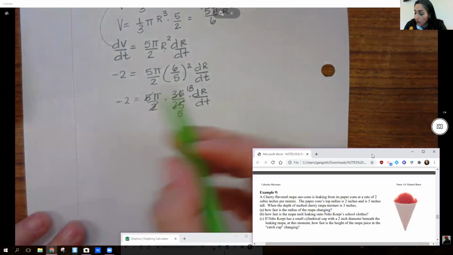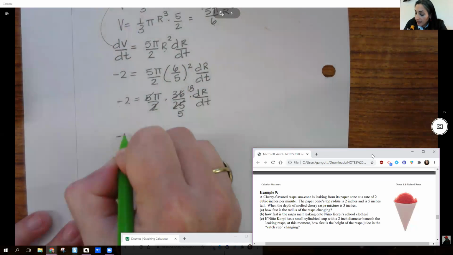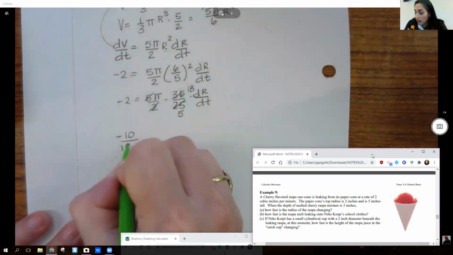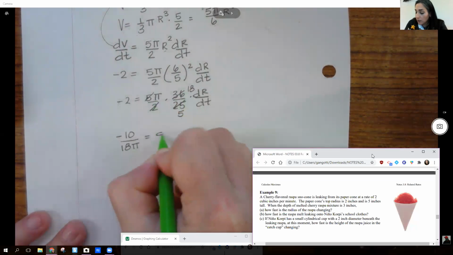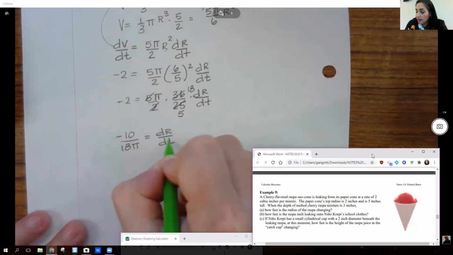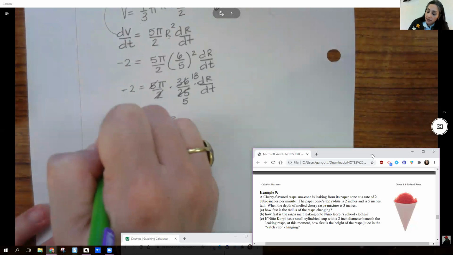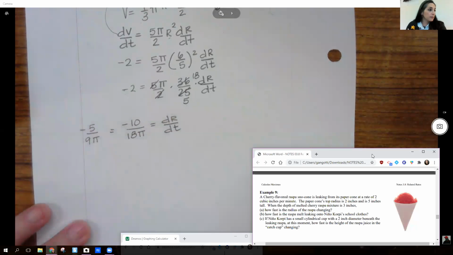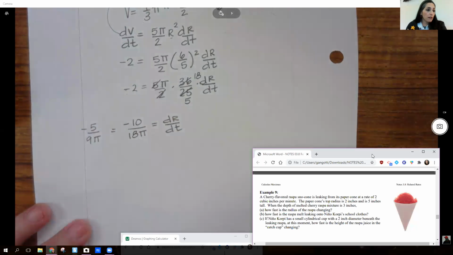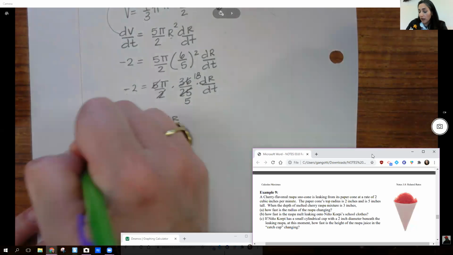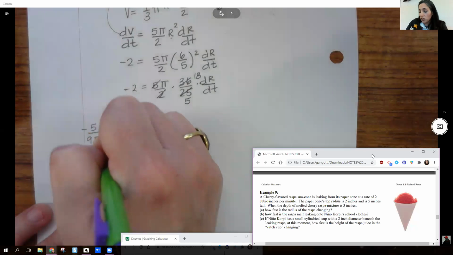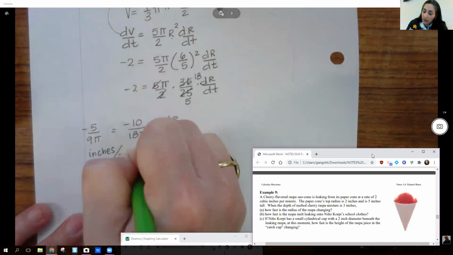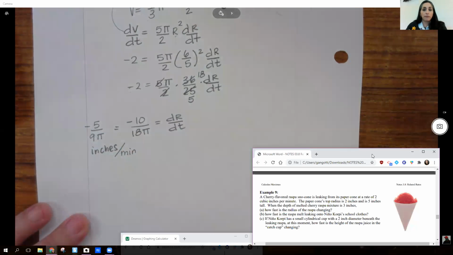All right, so I'm going to multiply by 5. That'll make this -10 over 18 pi. And that equals dr dt. And if I reduce it, it'd be -5 over 9 pi. And we are talking in inches per minute. So the radius is changing at a rate of -5 over 9 pi inches per minute.